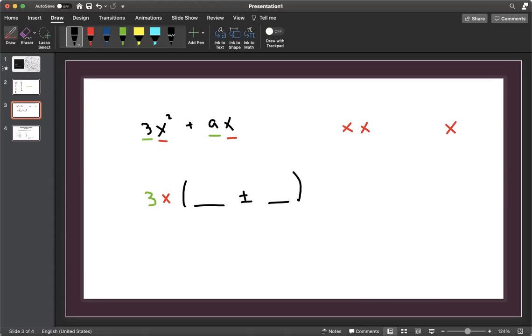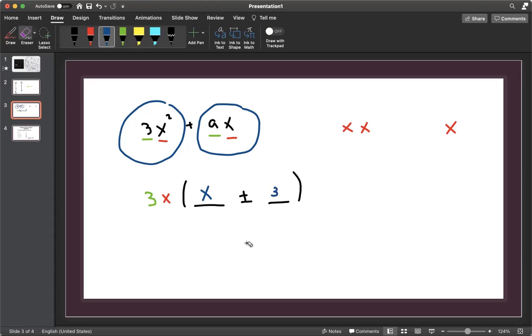So what we are going to think in our heads, 3x times what number gives us a 3x squared? 3 times x gives me a 3x squared. Next, I'm going to think 3x times what gives me a 9x. 3x times a positive 3 gives me 9x.